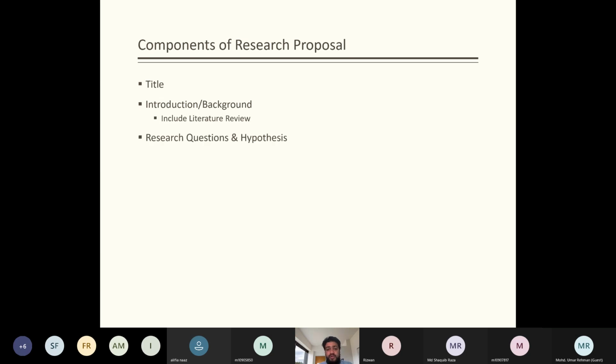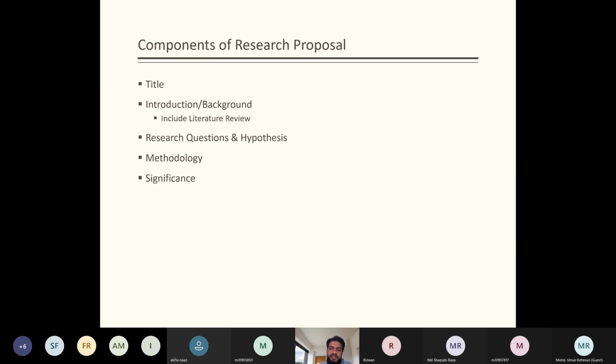Most importantly, research question and hypothesis. This is the gist of your research proposal. It's all about your research question. If your research question is good, your research is going to be good, and your application is going to be good. Then the methodology, which shows your understanding of the topic, that you have a nice methodology which can produce some results which can answer this question.